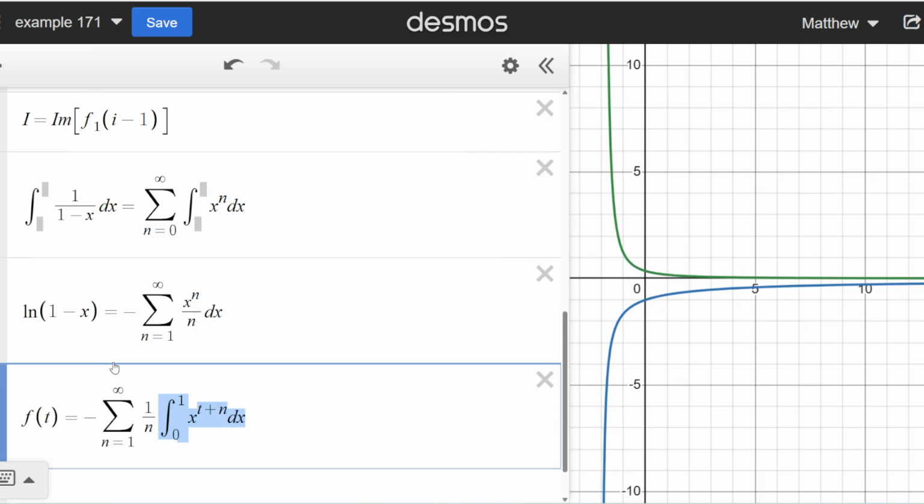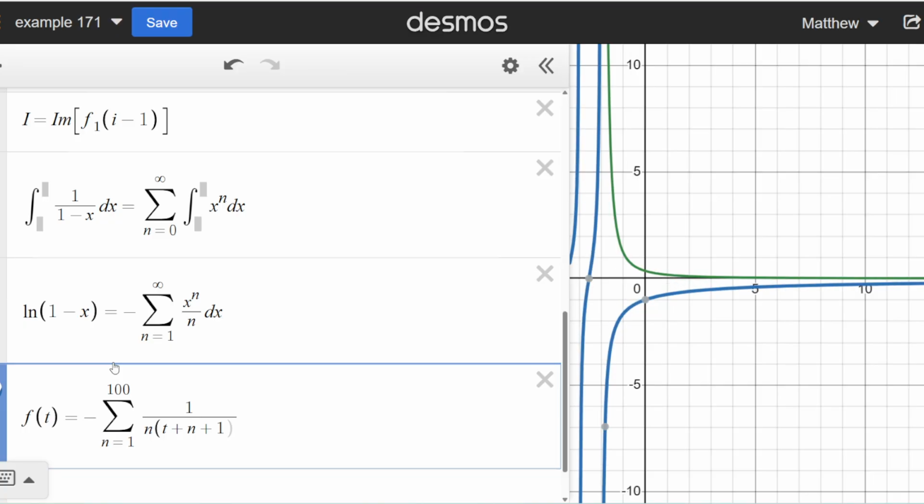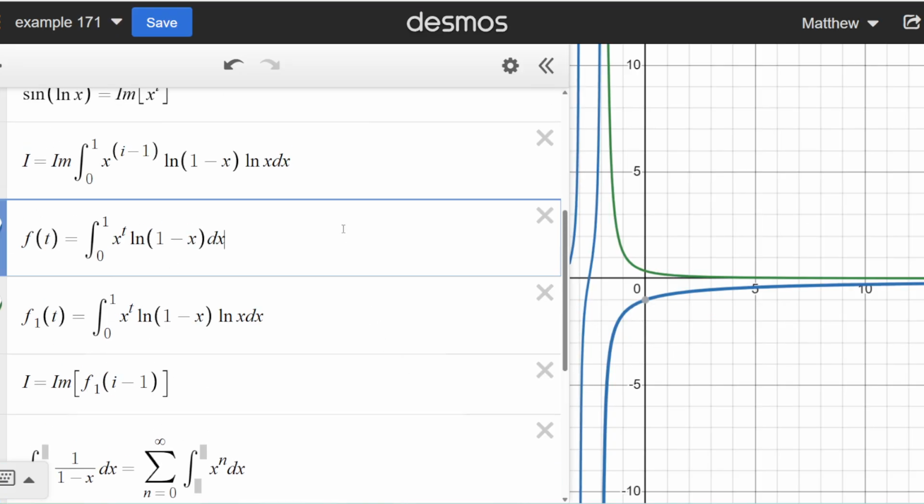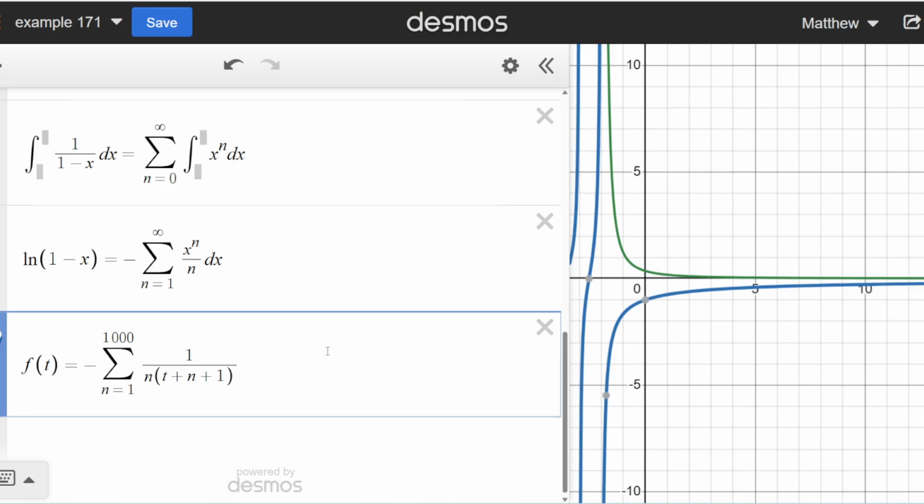The 0 term will cancel out, and the 1 term will just make this a 1 over t plus n plus 1. All right, now let's just check this. Yeah, that lines up nicely with our other f of t right here. For some reason, Desmos does not like graphing infinite sums, so I have to plug in 1, then 10, then 100, and so on.